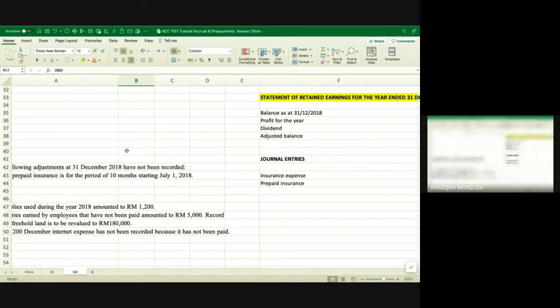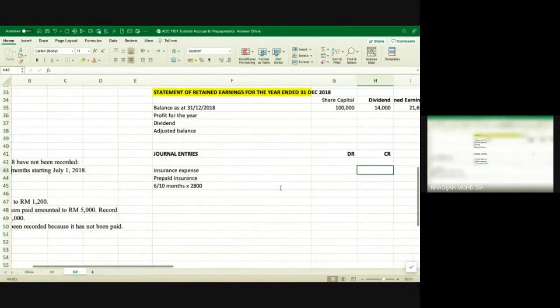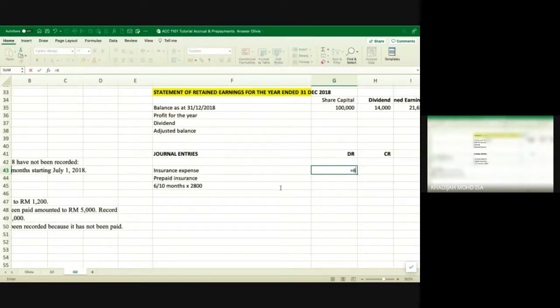So you made payment for 10 months. How are you going to allocate that? You know that you made payment, so you have to recognize 6 out of 10 months, times how much? You've made payment of 2,800, so you have to allocate this. At the end, you're going to recognize the 6 months insurance. So 6 over 10 months times 2,800. I think I did it correctly, right?